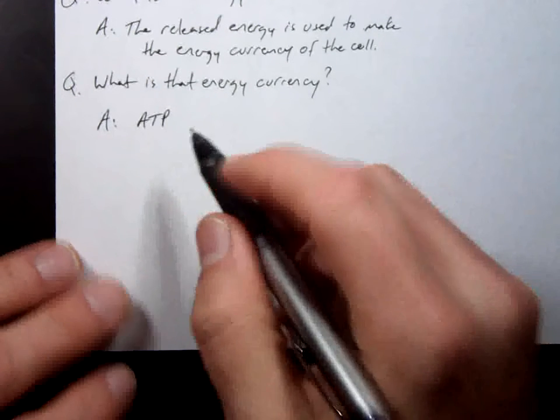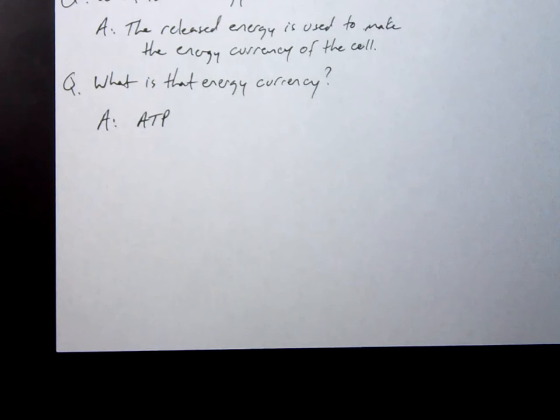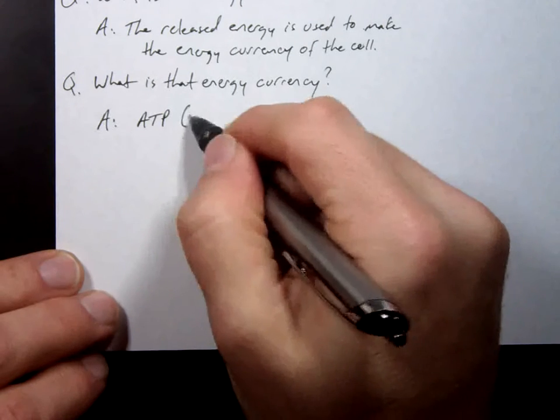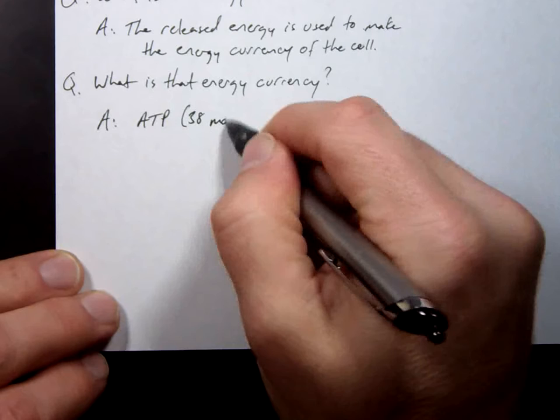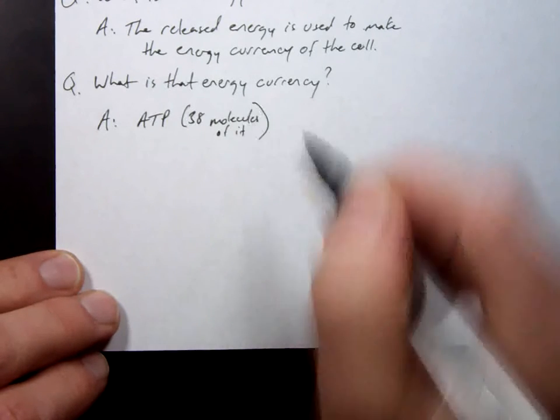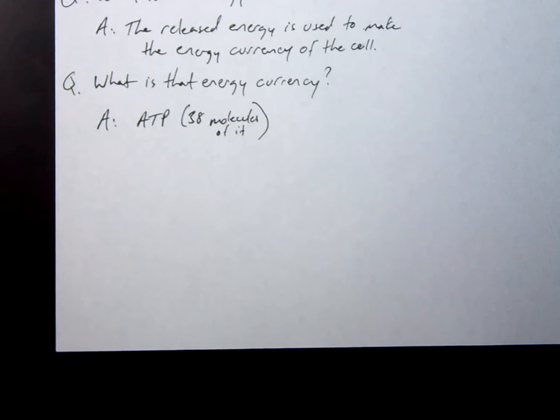Everything, all that energy released is used to make ATP. And the last I checked, about 38 molecules of it can be made from one molecule of glucose if everything works correctly. Okay, about 38 molecules is made.